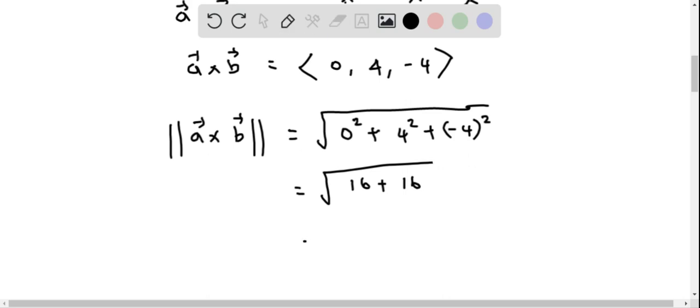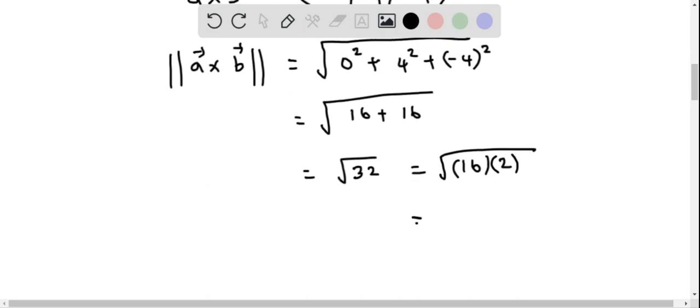And so in the next step, we write 16 plus 16 is 32. And now let's simplify this. We write 32 as 16 times 2. That is, twice 16 is 32.